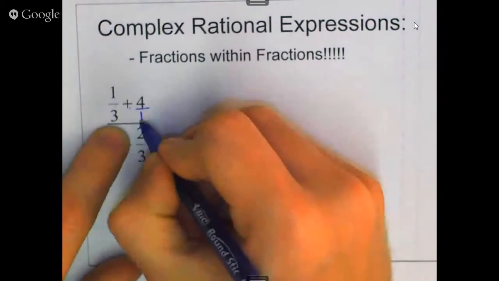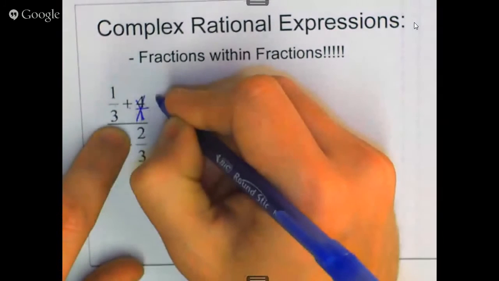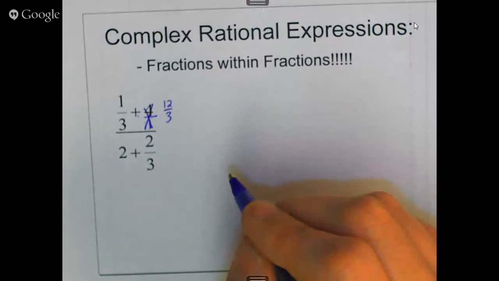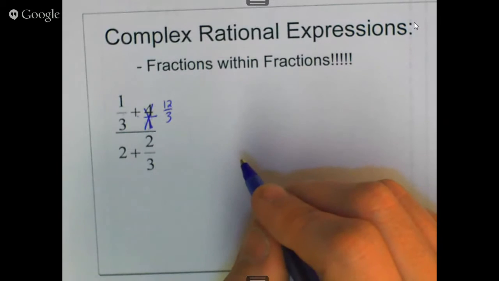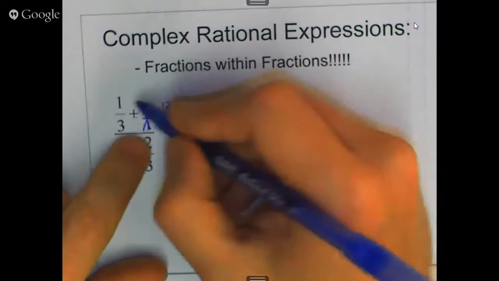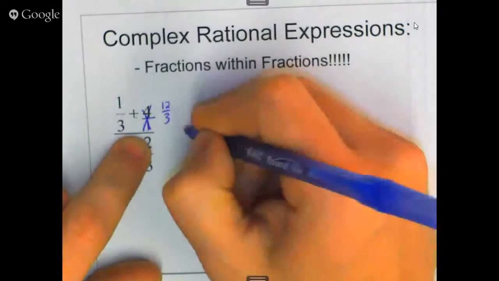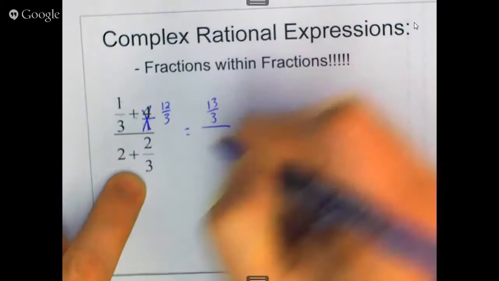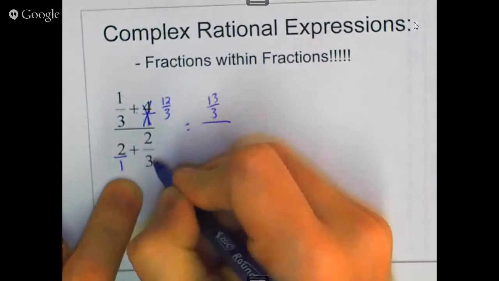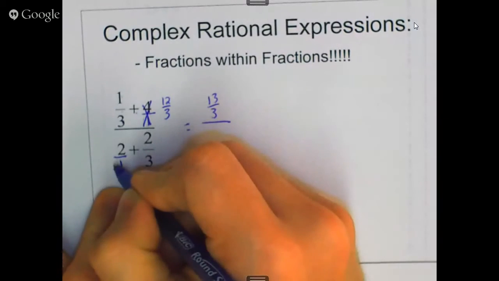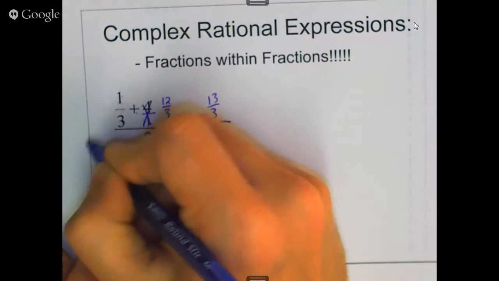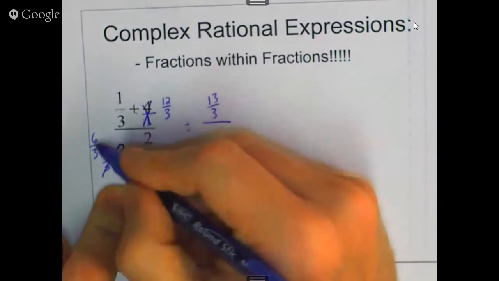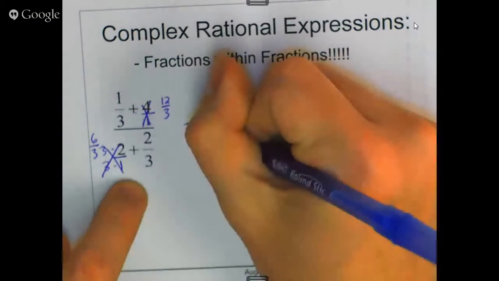So 4 over 1 changes to 12 over 3. And then you have 1/3 plus 12/3. That's 13/3. Then 2 over 1, you need a denominator of 3. So we'll take times 3, times 3. That's 6 over 3. 6/3 plus 2/3, 8/3.